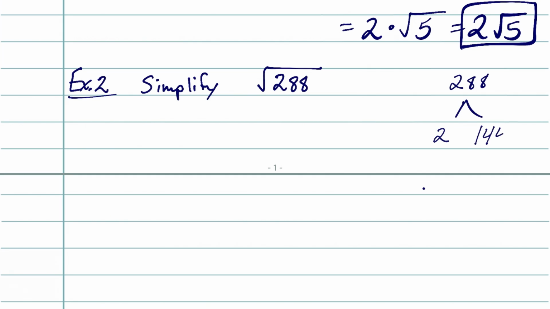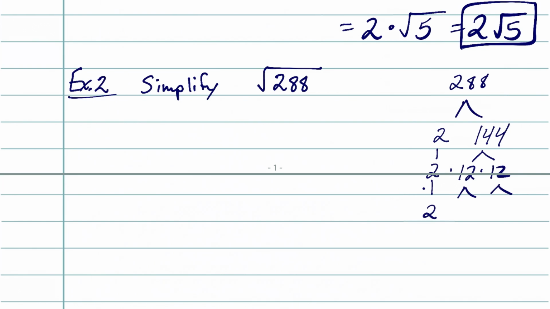2 times 144 is 288. And then we're going to keep going and breaking this down. That 2 is going to drop down. 144 again is going to split into another one. We can do this a couple different ways. I like to notice that 144 is a perfect square. That's 12 times 12. Okay, so this 2 drops down again.